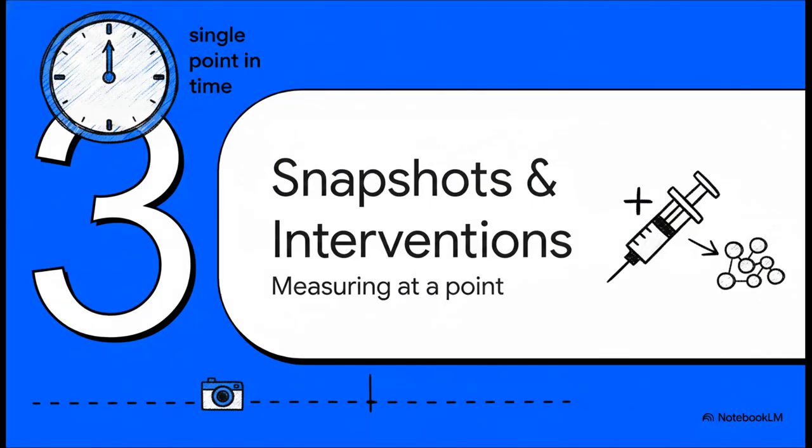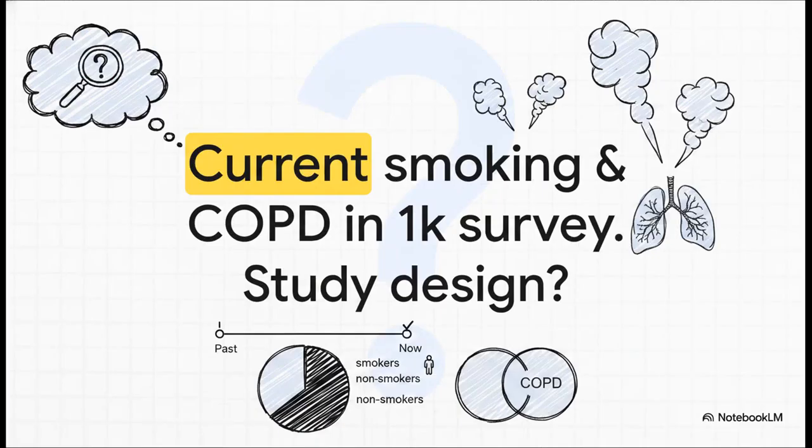Section 3, snapshots and interventions, measuring at a single point in time. Ready for your next interactive challenge? A survey of 1,000 people is conducted to assess current smoking status and whether they currently have COPD. Lock in your answer right now. And hey, pay really close attention to that word, current.